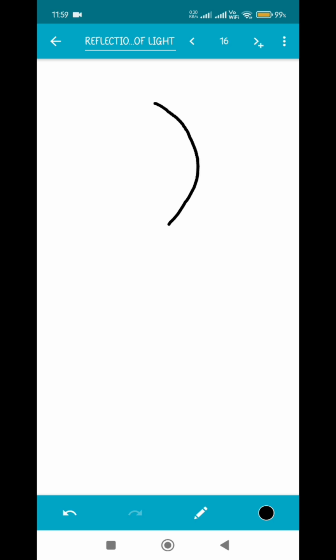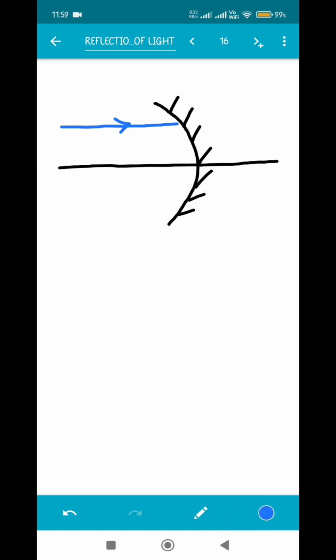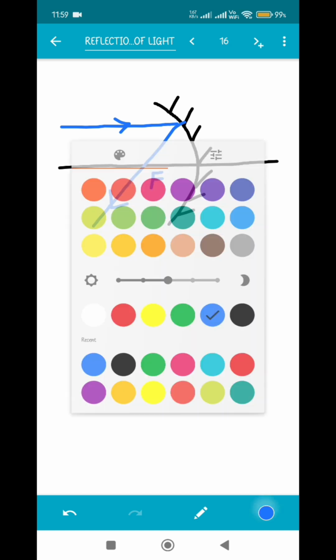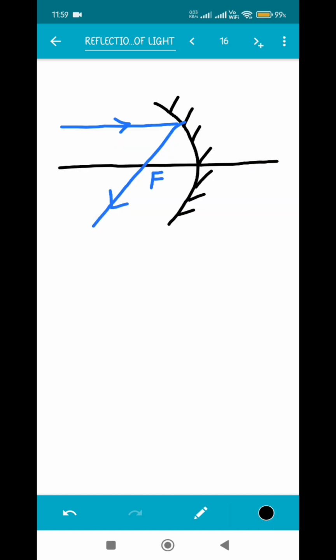So let me consider a concave mirror. So this is the principal axis. A ray of light which was moving parallel to the principal axis will always pass through the focus. Always. This is a fact. This is going to be used when you make the ray diagrams.